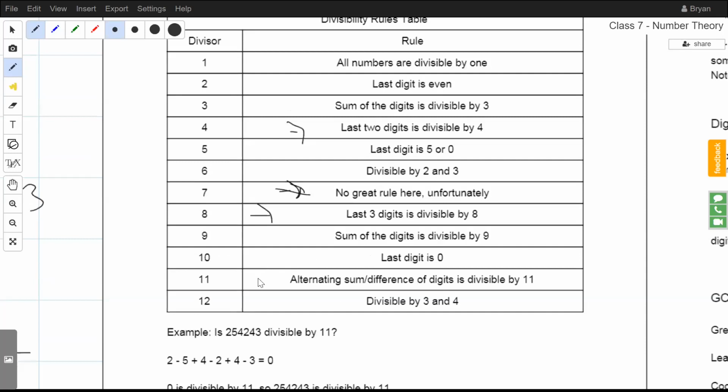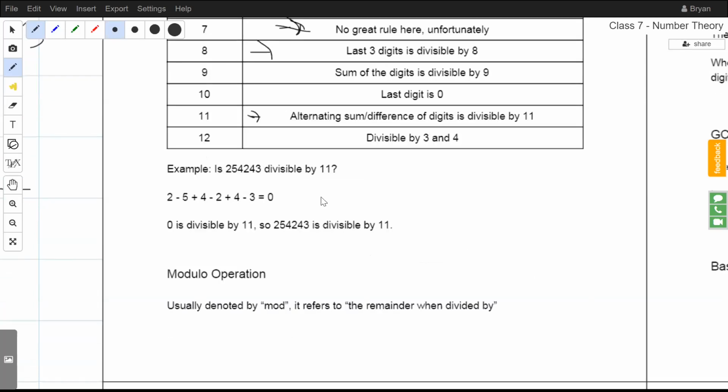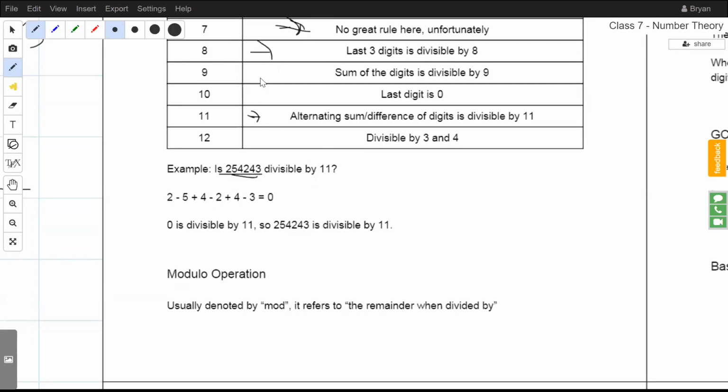And one thing that's not very common, but is used quite often in problems involving divisibility, is the rule for 11, and it's basically that the alternating sum and difference of digits is divisible by 11. So for example, if we have this number right here, 254243. Okay, so basically for this number, we can just take the alternating sum and difference, where you assign every other digit to be positive and every other one to be negative. So 2 minus 5 plus 4 minus 2 plus 4 minus 3 is actually going to be equal to 0. Since 0 is divisible by 11, we have that this number is divisible by 11.